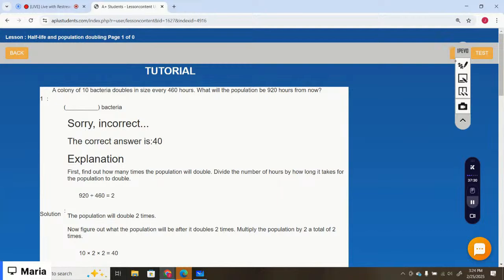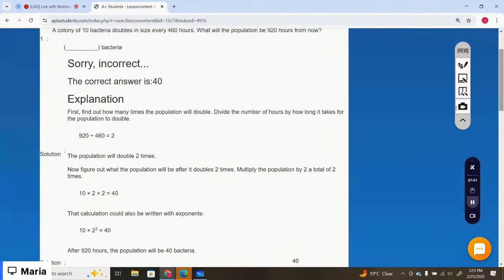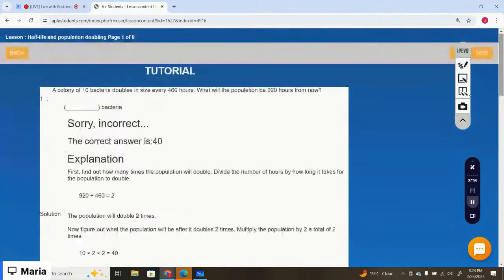920 divided by 460 is 2. That means they double 2 times in 920 hours, right? So start with 10. 10 times 2 times 2. 10 times 2 is 20, 20 times 2 is 40. That means after 920 hours, the population will be 40 bacteria. Right? Let's just start with the test questions.